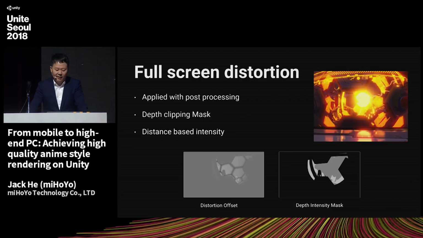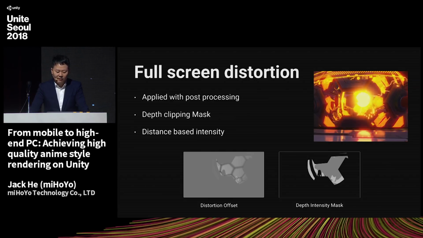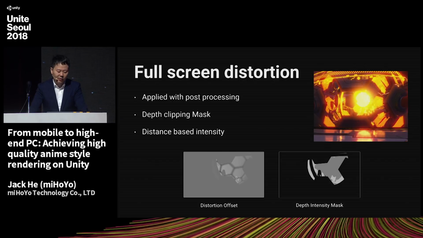Next, let's see another special effect, full screen distortion. The distortion effect is used quite frequently in our scene, such as the blade trails, time breaks, waterfalls, and other scene effects. We use 3 channels for the distortion rendering, 2 for UV distortion offset, and 1 for depth intensity mask. The depth intensity mask was used to do the occlusion clipping and distance-based intensity.